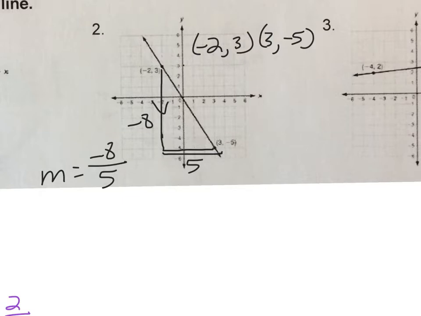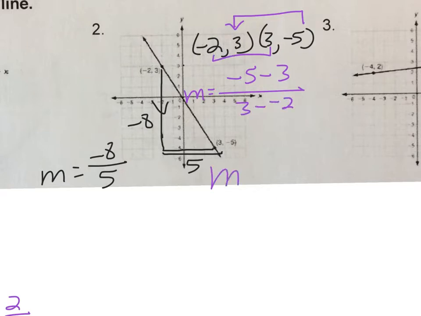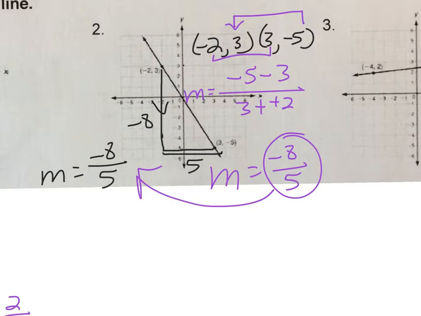Alright, so let's go this way. Negative 5 minus 3, over 3 minus a negative 2. What you end up getting is the top portion is negative 8, and 3 minus a negative 2 is plus plus, so that is 5. Notice I got the same slope as I did with the graph. And that's basically how you determine the slope of the line, either with coordinate points, doing y minus y over x minus x, or simply counting the placement of rise over run.